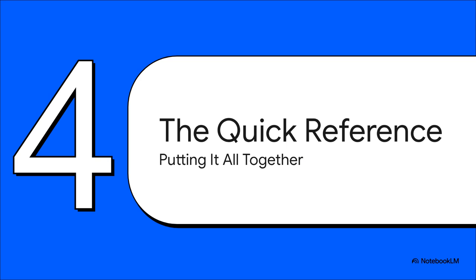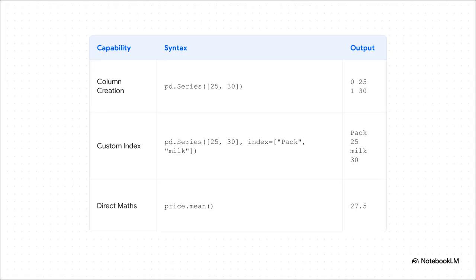Okay, that was a whirlwind tour of our three pillars. Let's pull it all together into a quick reference guide so you have it all in one place. This table sums it all up perfectly. For basic column creation, just pd.Series. To add context, you include the index parameter with your labels. And for those instant insights, you call a math function like .mean directly on your series. Simple, powerful, and really effective.